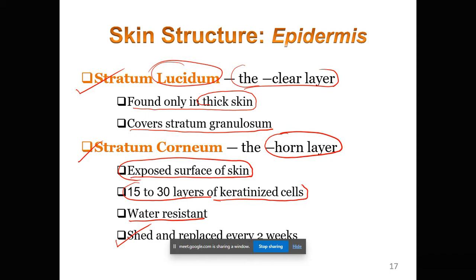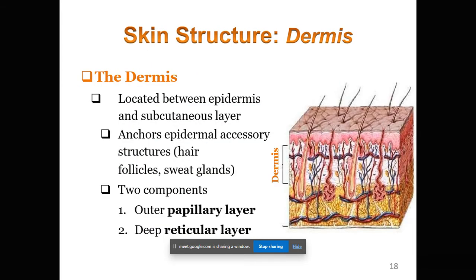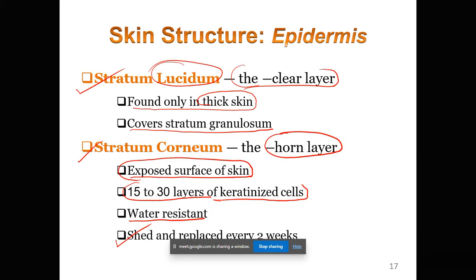Okay, so we won't exactly know that we are shedding our skin and we are getting a new stratum corneum every 2 weeks. It is a normal physiological process. When there is excess shedding of the stratum corneum in the scalp, we call it dandruff.